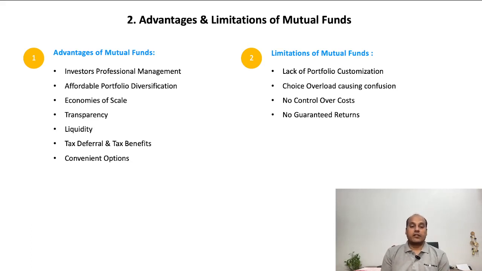Tax deferral and tax benefit. Tax deferral means unless you sell your mutual fund units, whatever money you have earned in that mutual fund scheme, you won't have to pay taxes. You will only pay taxes when you have realized those profits. Now comes tax benefit. For some mutual fund investments, for example equity linked savings schemes, you can claim 1.5 lakhs at this moment, though it may change in future, under income tax section 80C.